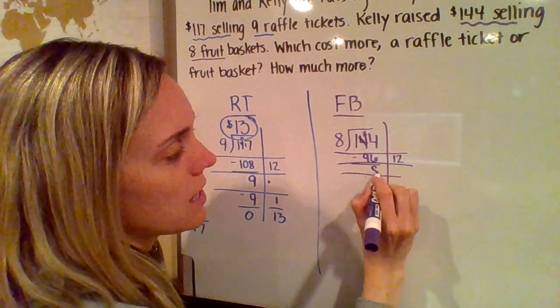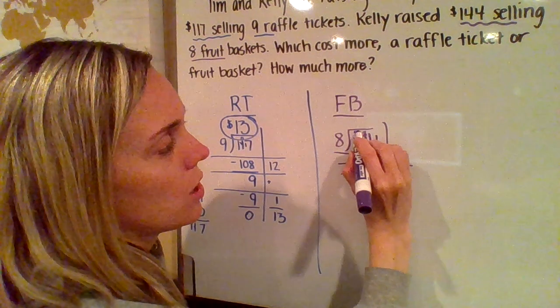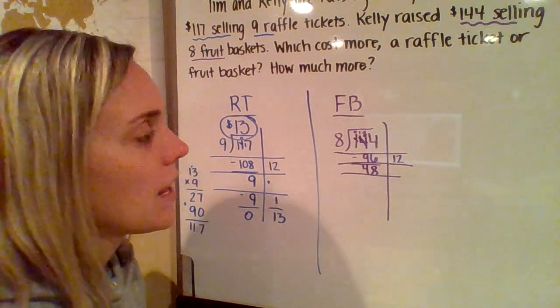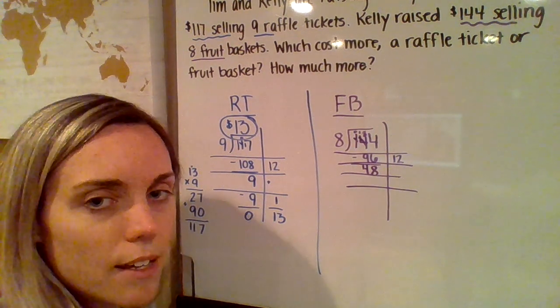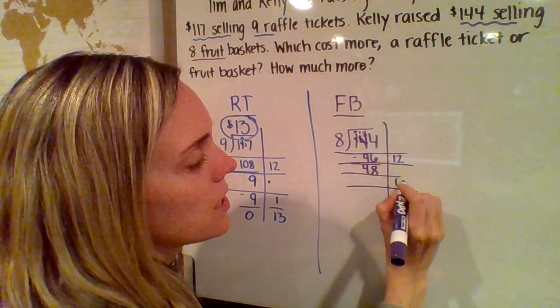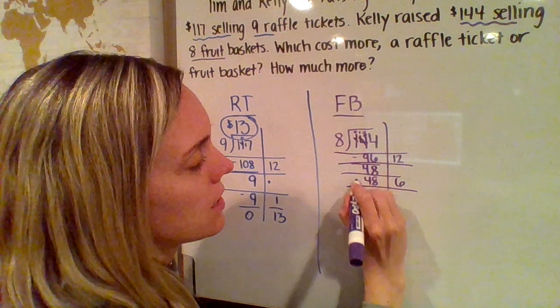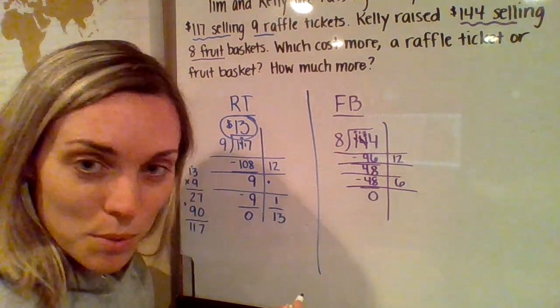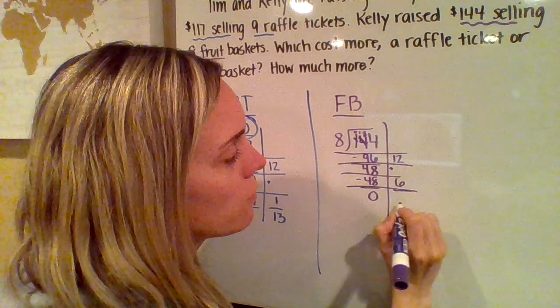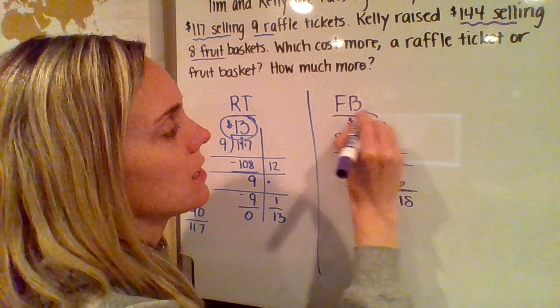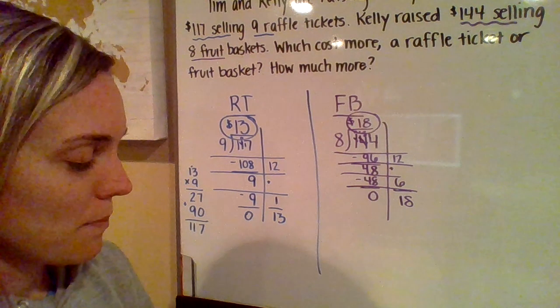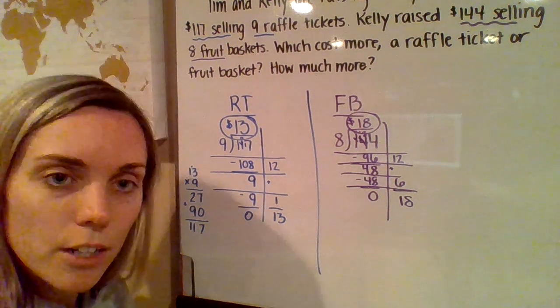14 minus 6 is 8. I can't do that. 13 minus 9 is 4. Is 8 times anything 48, or is that as close as I can get? Oh, 8 times 6 is 48. I get a remainder of 0. And 12 plus 6 is 18. So each fruit basket is $18. Okay. Now, am I done, or do I have to keep going on?